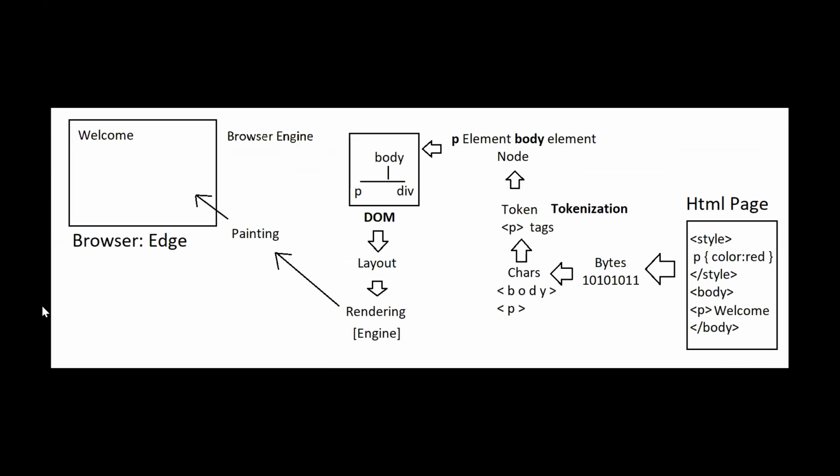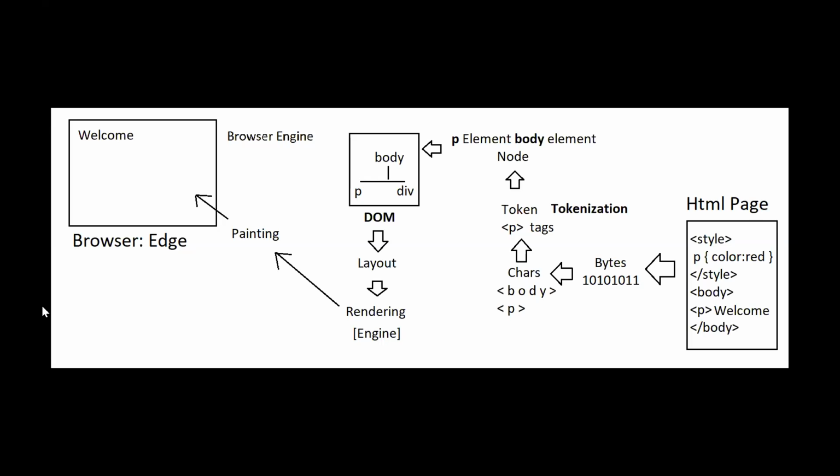That means we write an HTML page. This page contains a lot of things. This is first converted into bytes. From bytes, it is converted into characters. From characters, it is converted into tokens. From tokens, it is converted into nodes. The nodes are constructed into a hierarchy that is called the DOM. And that DOM is prepared into a layout. That layout is rendered. After rendering, the complete layout process is completed. That layout needs to be painted on the page. That undergoes painting.